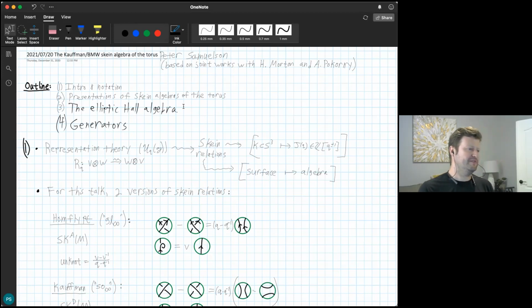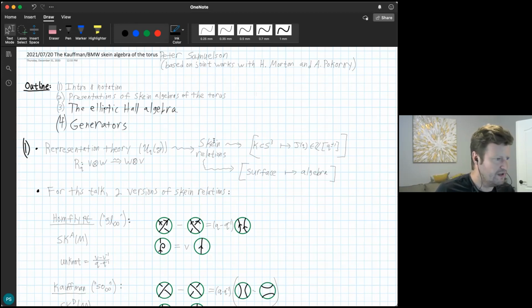So you can see the outline I wrote here. First I'll talk about just a very brief introduction and say what my notation is. And I'll say what skein algebras are. Then I describe these two skein algebras for the torus. I'll talk about the elliptic-Hall algebra a little bit. So this is in the direction of categorification. All the skein algebra stuff really is at the decategorified level. And then I'll make a couple technical comments about the generators that we found.